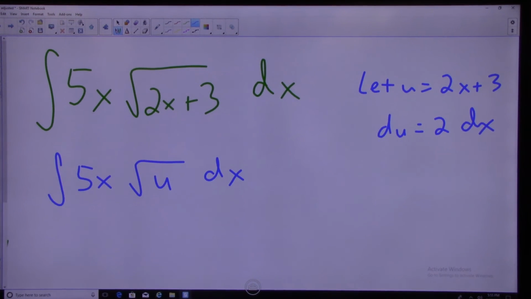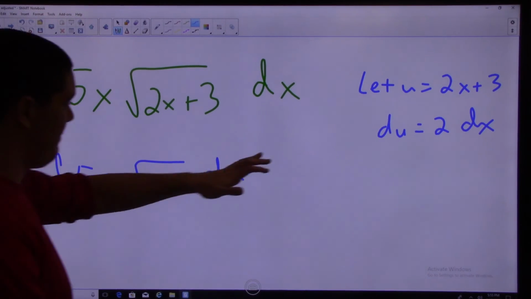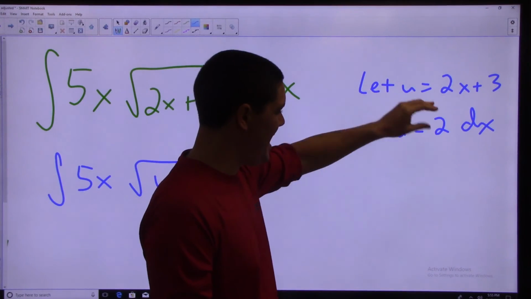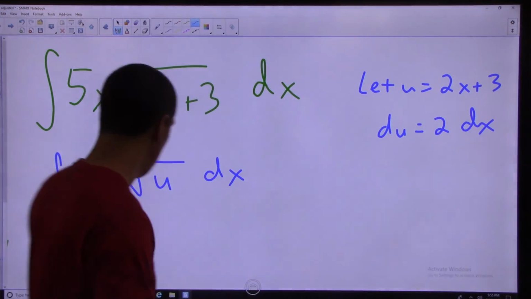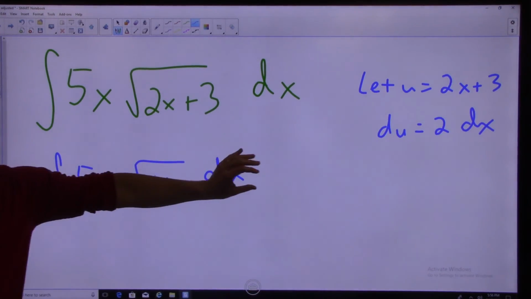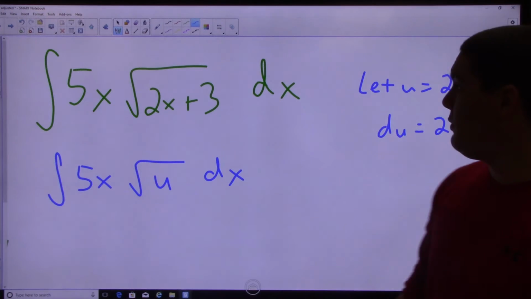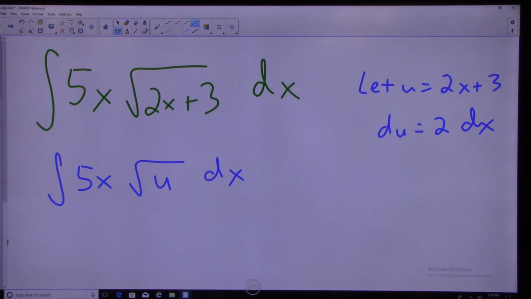So that's the issue, guys. We're not going to be able to make 2dx look like 5x dx. That's the issue that I'm running into. So guys, let me show you a trick that you can do if you run into that. All right, so here's the trick.